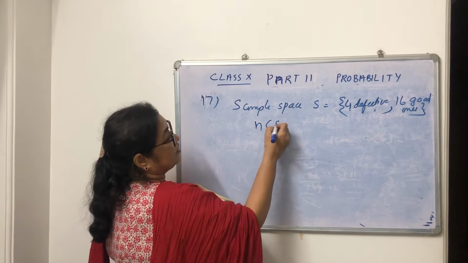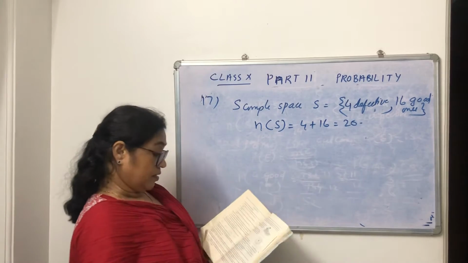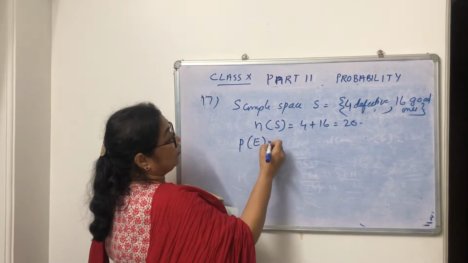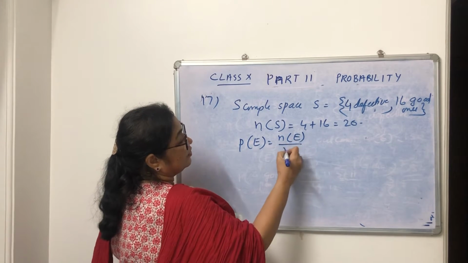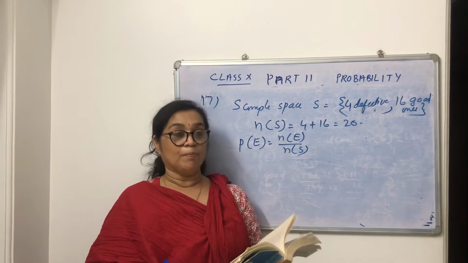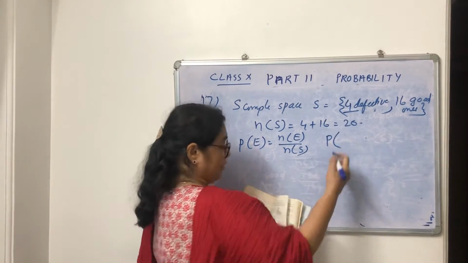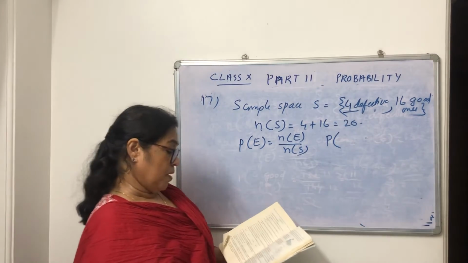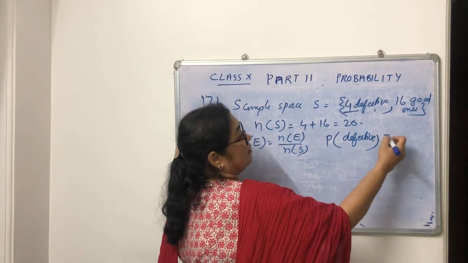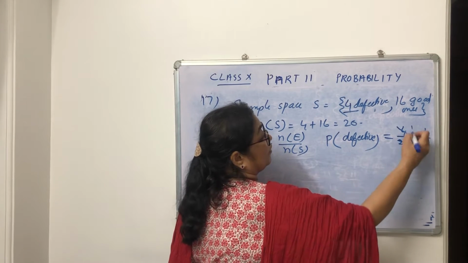So NS is equal to 4 plus 16, it is 20. P is equal to NE by NS. So for P of defective, the number of favorable outcomes is 4. Then P of the bulb being defective is 4 by 20, that is 1 by 5.